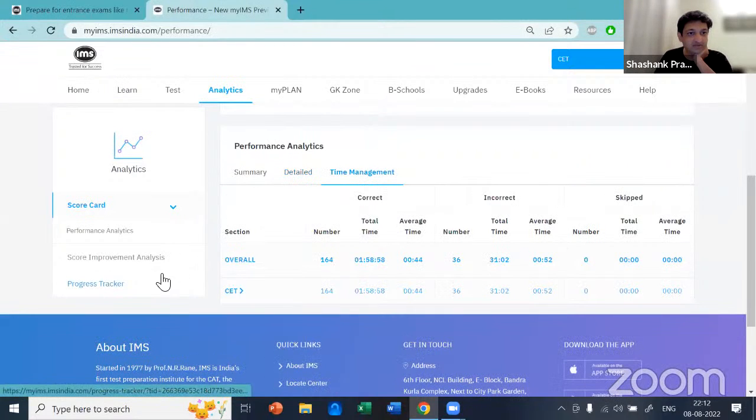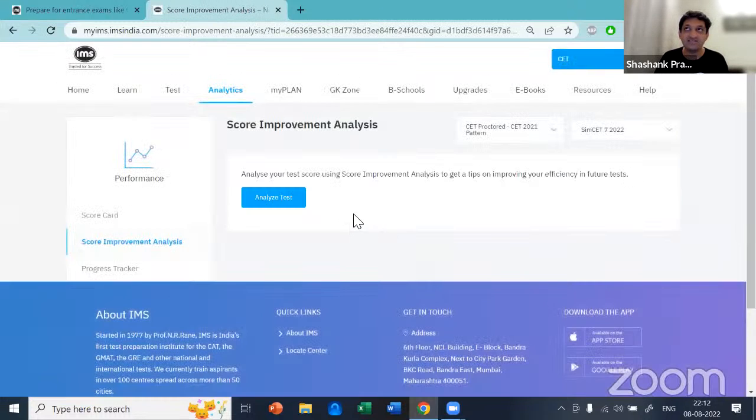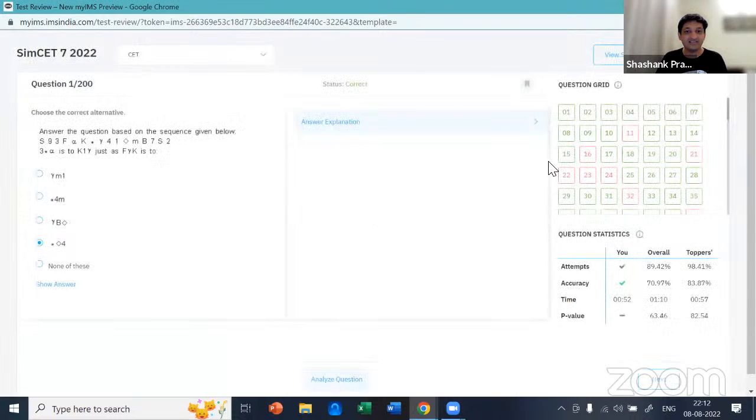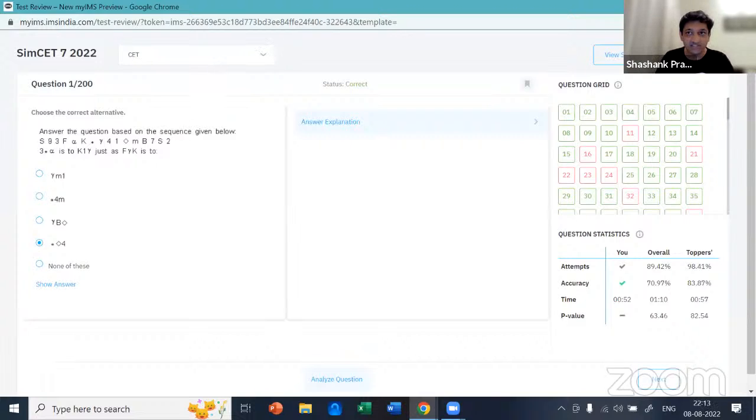Time management. I'm not very sure of which one to see where. Okay, so a small disclaimer for all of you. I'm no longer with the CAT and CET preparation. The last time I took a session was some 4 months ago, and the last exam that I took was CAT last year. Okay, so I'm not very sure. Just give me a second. I'll try to figure it out once, and then I'll let you know.